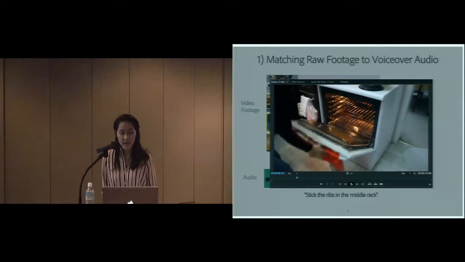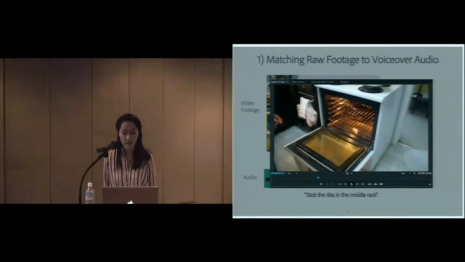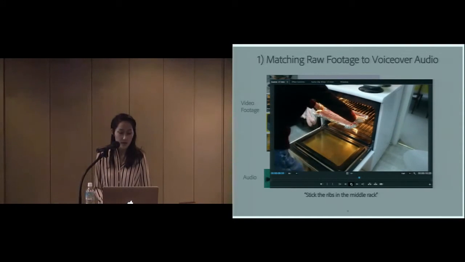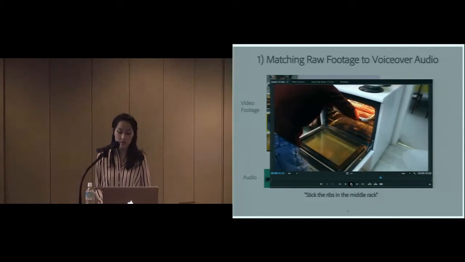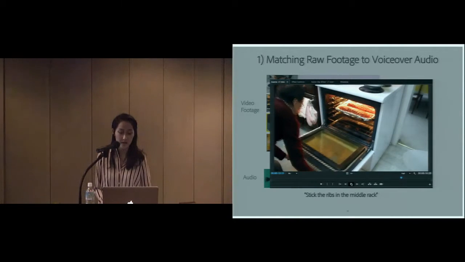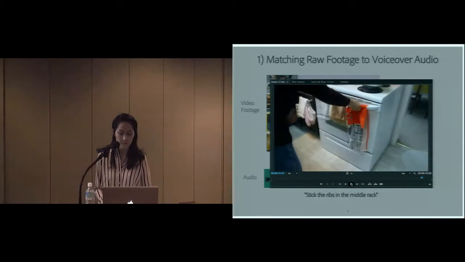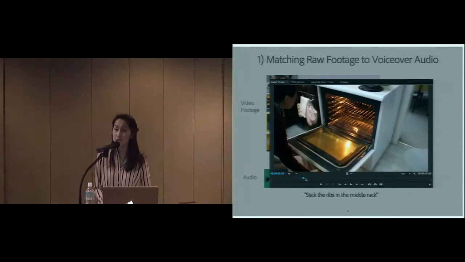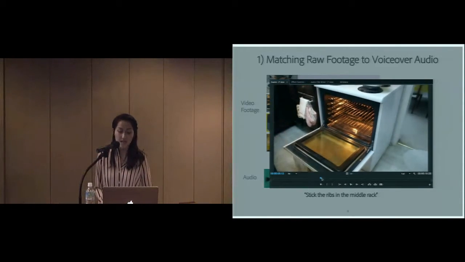In this video, nothing happens for a few seconds, and then the actor opens the oven, puts the ribs in, and closes the oven. In total, out of the 16 seconds, only a few seconds in the middle are relevant to this narration event. And often, the raw clips can be much longer than this. As a result, the editor has to do a lot of watching and scrubbing through the videos to find relevant events.